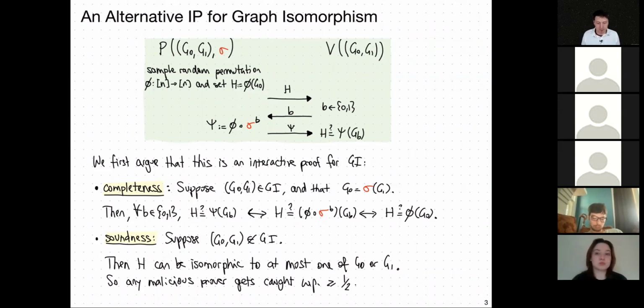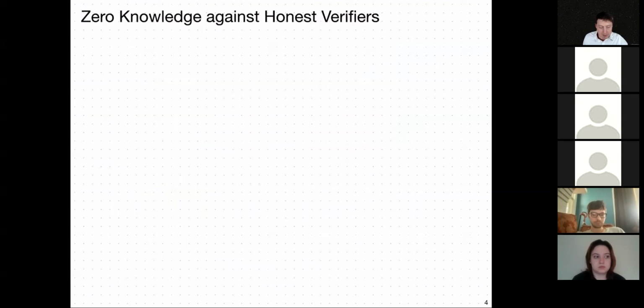All right, so look, we have convinced ourselves that this is an interactive proof for graph isomorphism. Any questions about completeness or soundness? Okay, that's a pretty simple protocol, certainly compared to other interactive proofs you've seen the last couple of days. Okay, so now let's go back to trying to define zero knowledge.